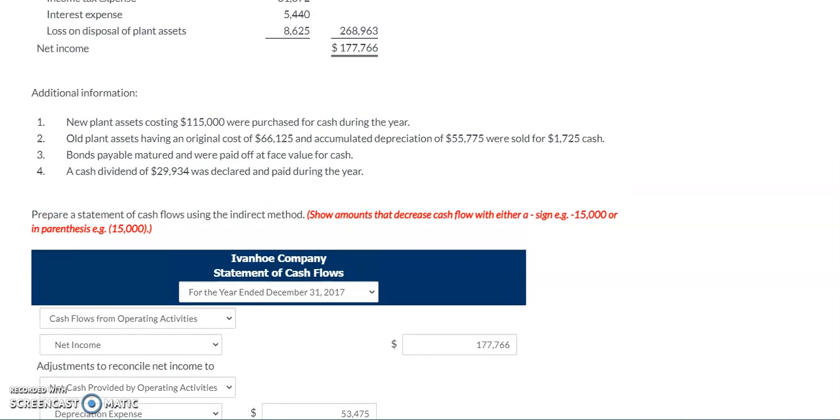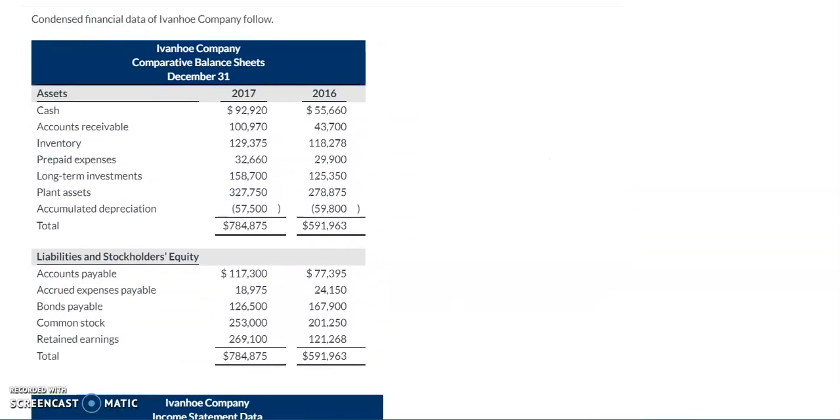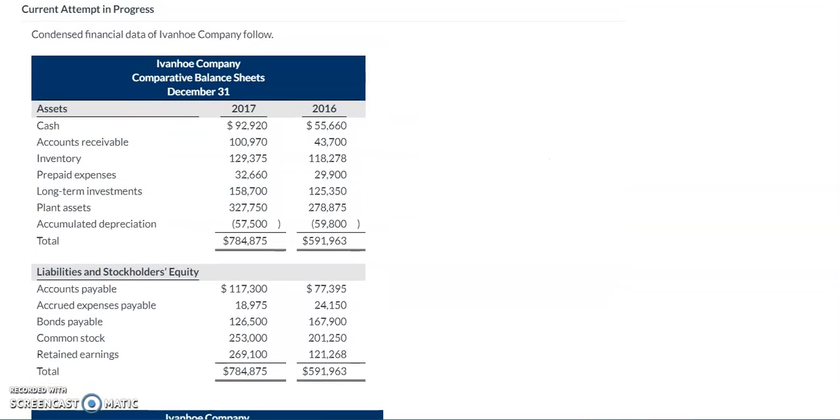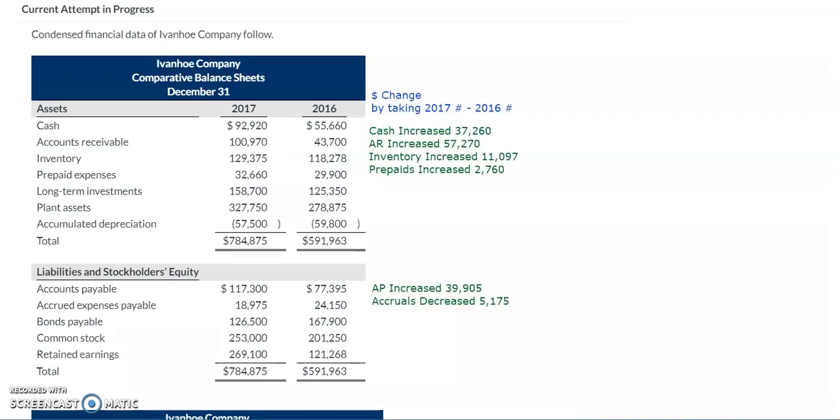Next, we're going to be looking at our changes in our current assets and our current liabilities. So I'm going to pause this video for a second and include the math. Basically, you're going to take the difference between this 2017 number and the 2016 number to compute the dollar difference. All right, so now you can see that I included the math.